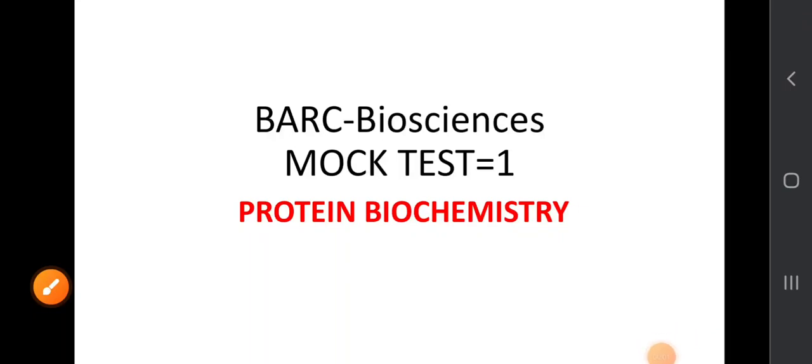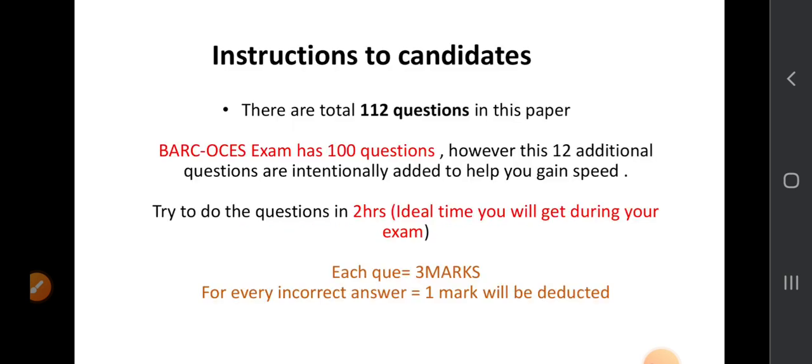Let's start your BRC Biosciences mock test 1, which has questions from protein biochemistry. The questions will definitely surprise you, as in you have certain very easy questions, then you have some easy questions, moderate and difficult. Okay, so let's start with the instructions.